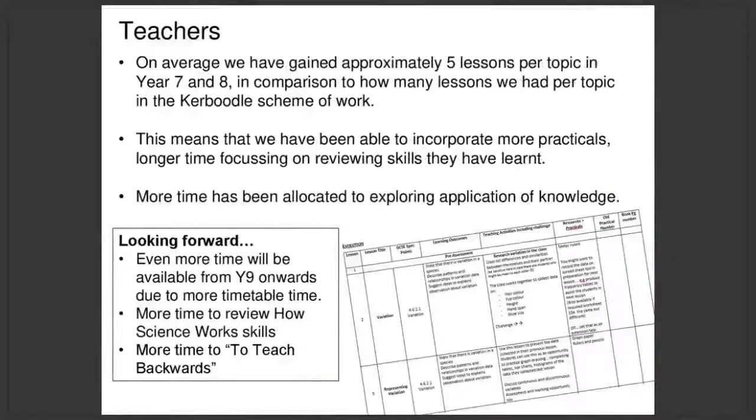So what it looks like in terms of actually teaching it, we've gained on average about 5 lessons per topic in year 7 and 8, in comparison to how many lessons we had per topic in the Caboodle scheme of work. Now we're looking at that will rise in year 9. We only have 4 lessons a week with our year 7s and our year 8s, but in year 9 we'll have 3. We'll have 2 per topic, so actually 6 in total. So that'll just get more and more and more.